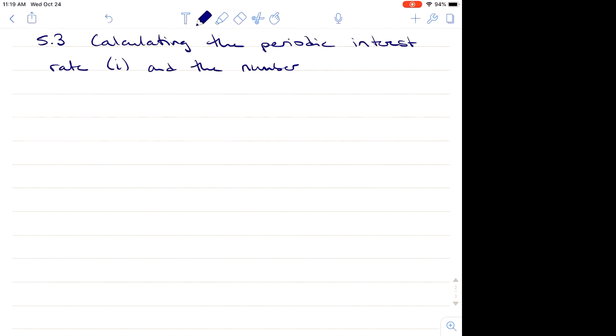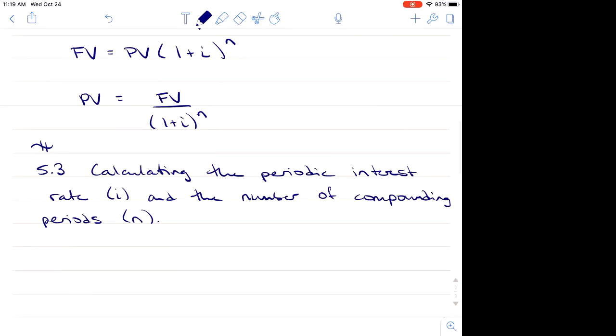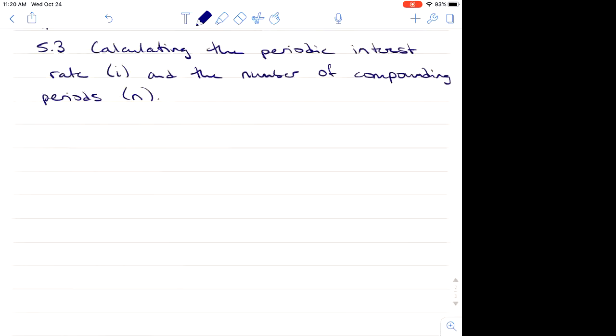Okay. And the number of compounding periods n. So just like before, we take this future value formula and dissect it, and we've solved for the present value. Now we have to solve for I, and then we're going to solve for n. Look at examples. If we have to solve for I, and if we have to solve for n, what do we do? Okay. So solving for I, let's start there.